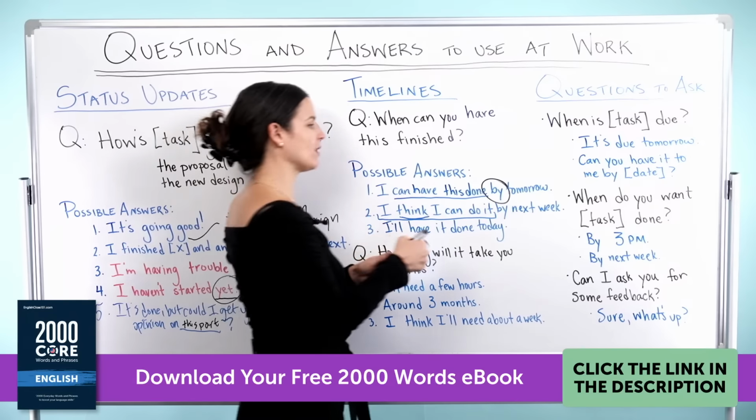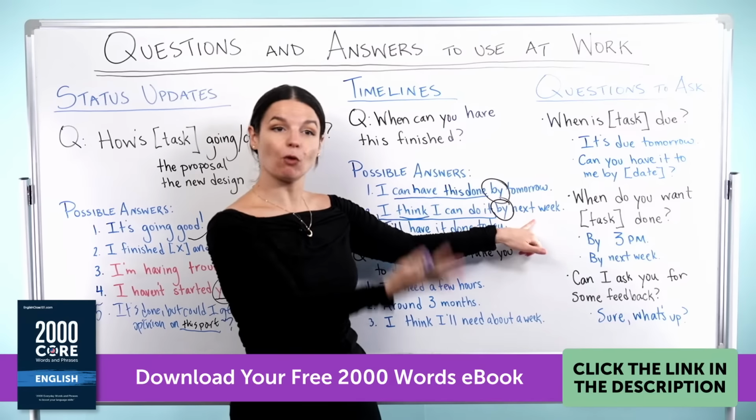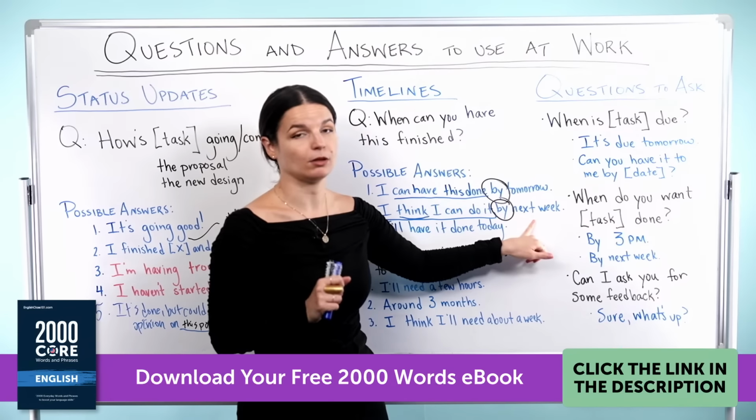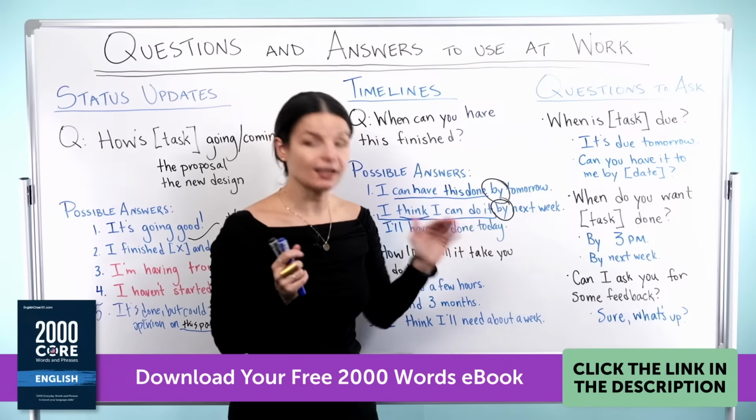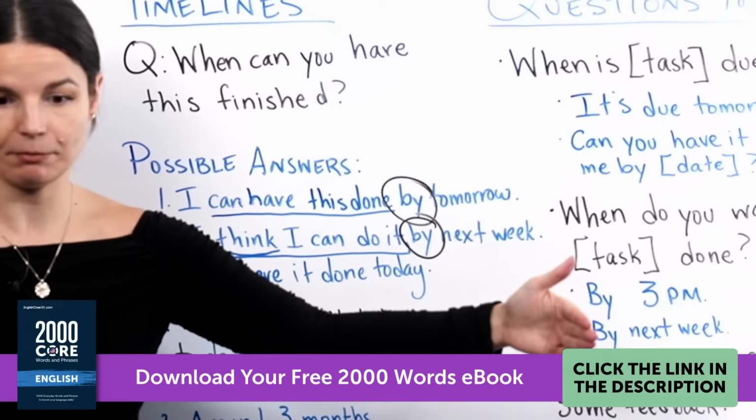Again, we have this by preposition here, by, okay? So that means before next week, also possible, but at the latest next week, okay? That's like the end point for my timeline, okay?